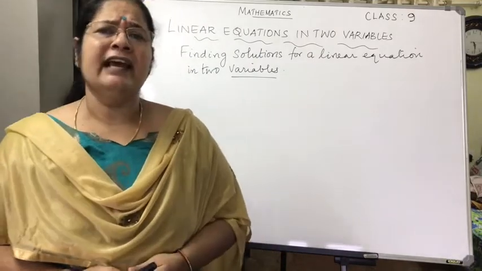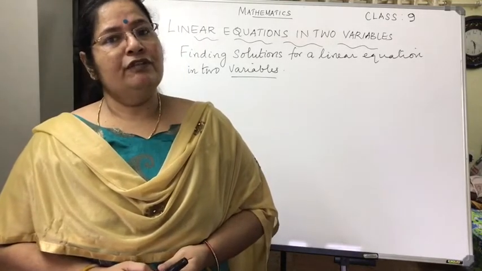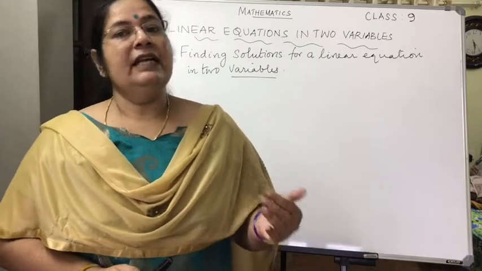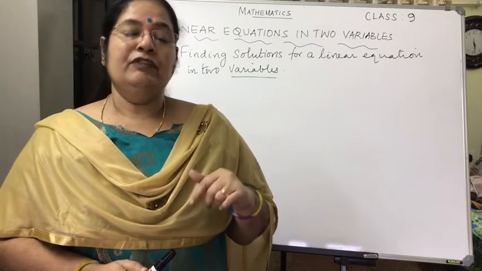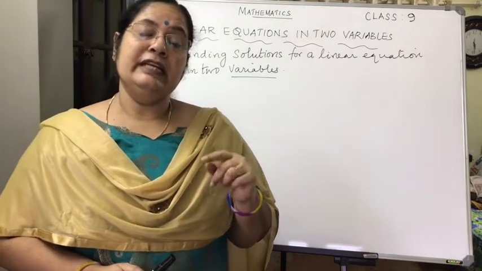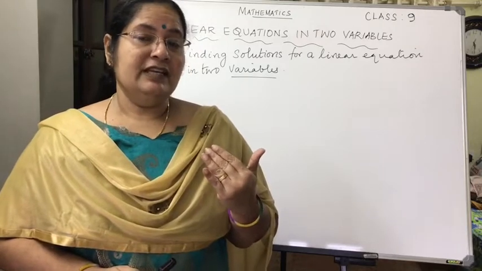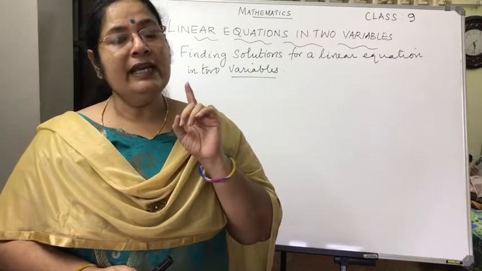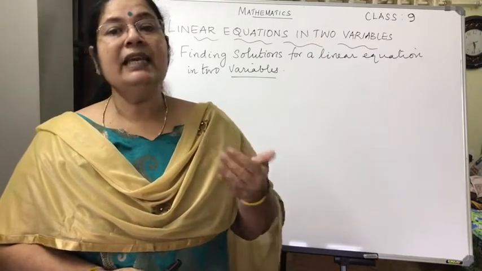Also we have seen that solution for an equation. What is solution for an equation? It is a value of the variable which makes the left hand side and right hand side of the equation equal. That is a solution. Now we have seen that the solution for a linear equation in one variable. How many solutions do we have? We have only a unique solution. One and only one solution. That is, only one value of the variable satisfies the equation.